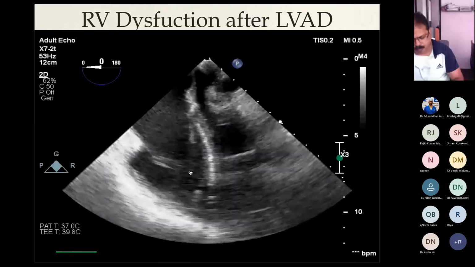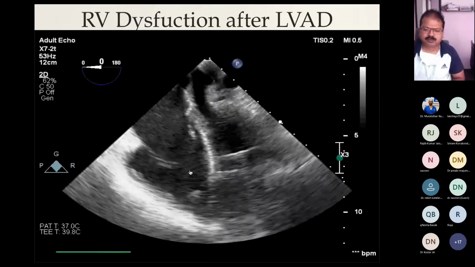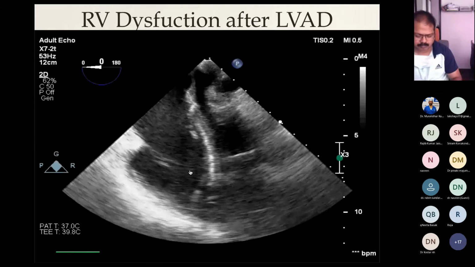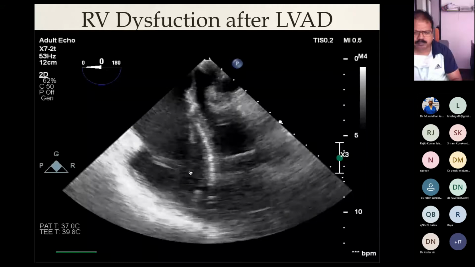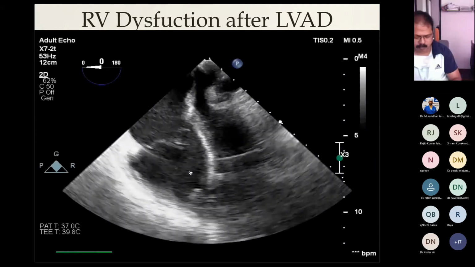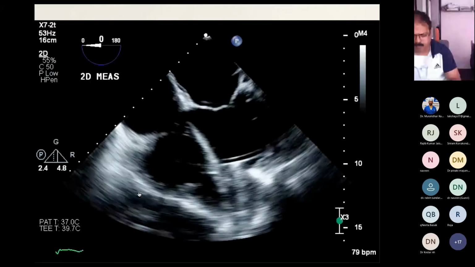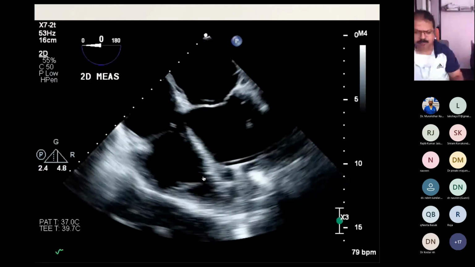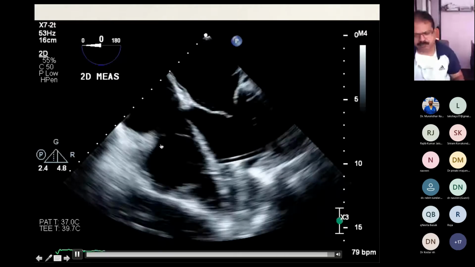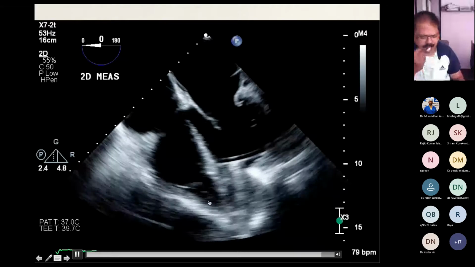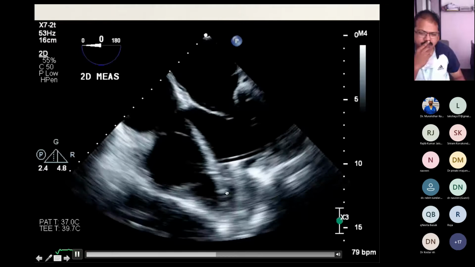For RV dysfunction post bypass, I usually do the fractional area change rather than anything else, because after you open the pericardium, the TAPSE is not a reliable marker, but FAC is a good indicator for RV function. In this image, the RV function is slightly better than the last patient. The interventricular septum is midline. The RV is contracting, if not great, but decently. So this is acceptable. This patient will be managed by inotropes only.